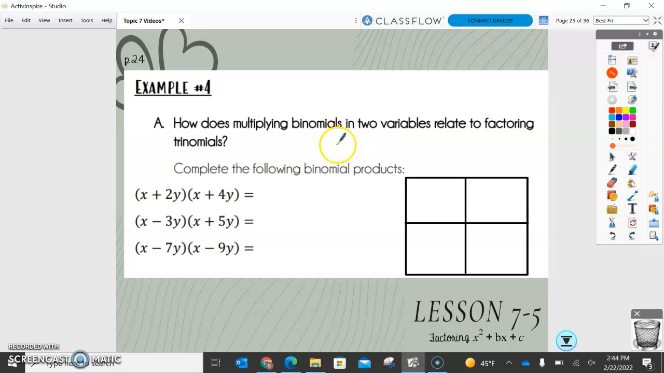Now, we can multiply x's and y's, but if we're multiplying, I still recommend that you use your generic rectangle. So I'll just try one of them here. I've got my x plus 2y and my x plus 4y. Nothing different here. We're going to use just a couple variables. So x times x is x squared. 2y times x is 2xy. I prefer to write them in alphabetical order.